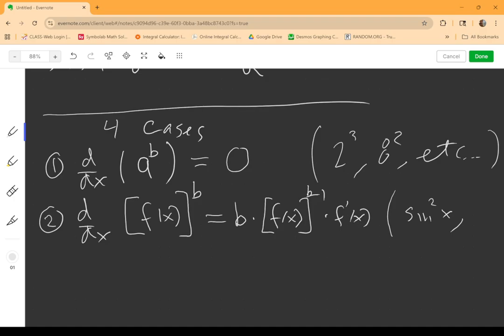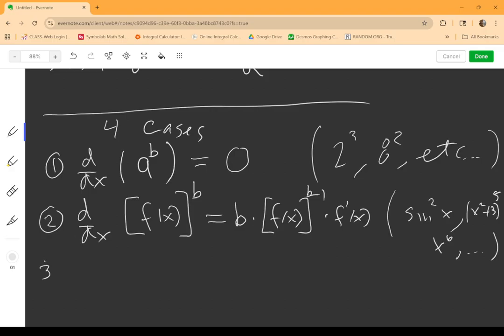Stuff like that, okay? Or x squared plus 3 to the 5th power, right? Or we have some kind of inner function that may just be x, right? It may just be x to the 6th power, etc. All right, so all of those fall under this category here.